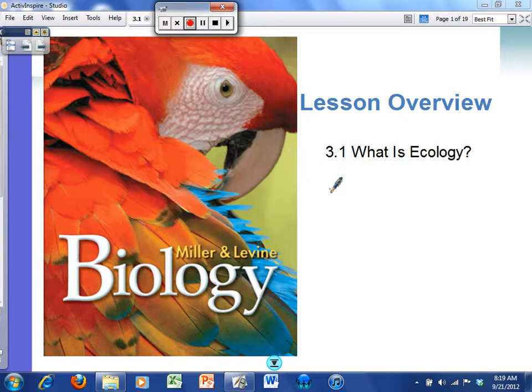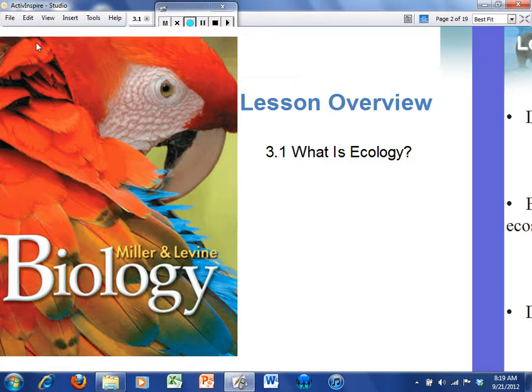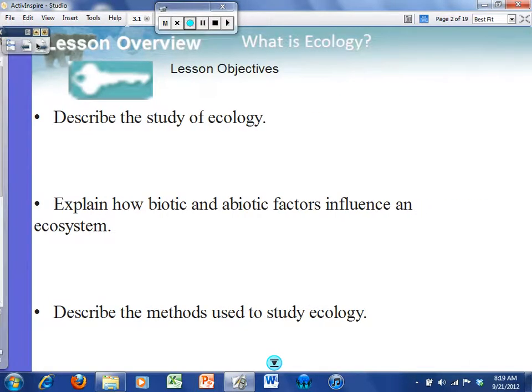Okay, lesson 3.1, what is ecology? Here we go. First, we're going to start with our lesson objectives. Three big things we want to take over here: describing the study of ecology, explaining how biotic and abiotic factors influence an ecosystem, and then describing the methods used to study ecology.